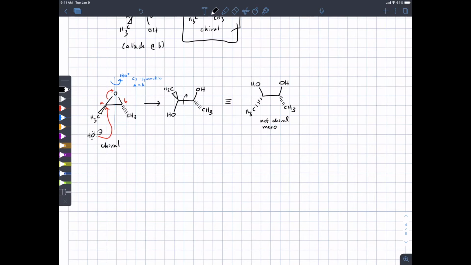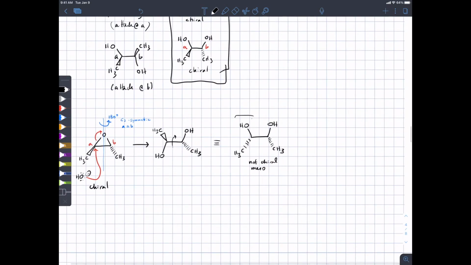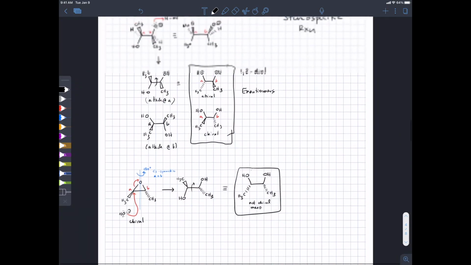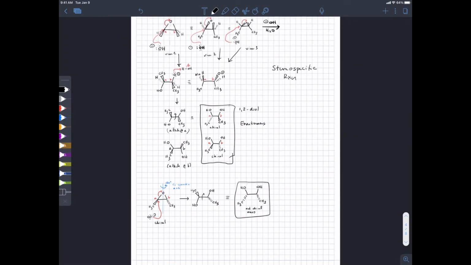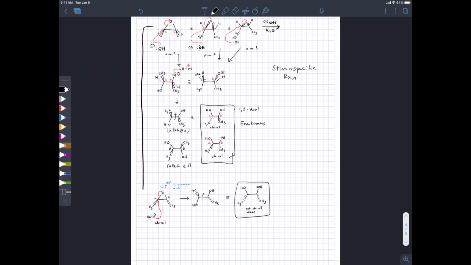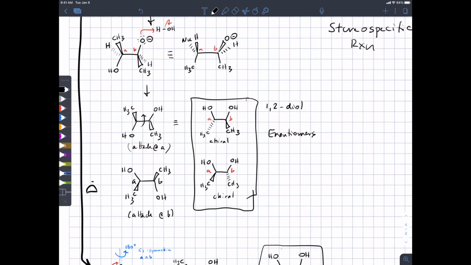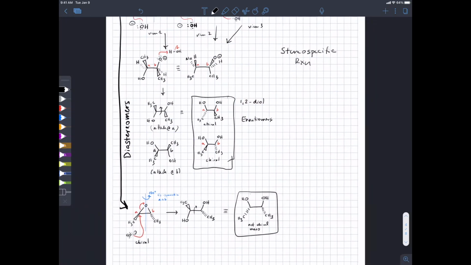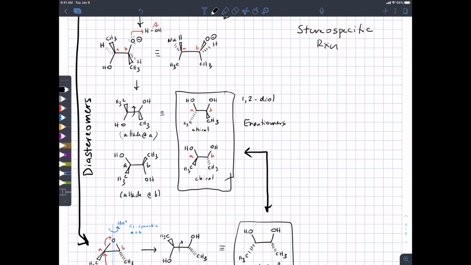Which would seem like a terrible thing to do. Why the heck would you want to take a chiral starting material and end up with a non-chiral product? You probably wouldn't, but the point is that these two epoxide starting materials were diastereomers, and the products are also diastereomers.